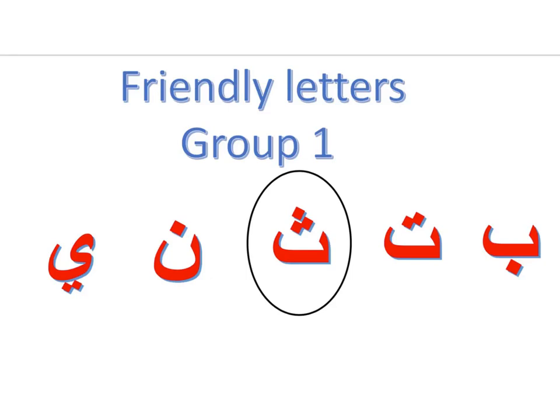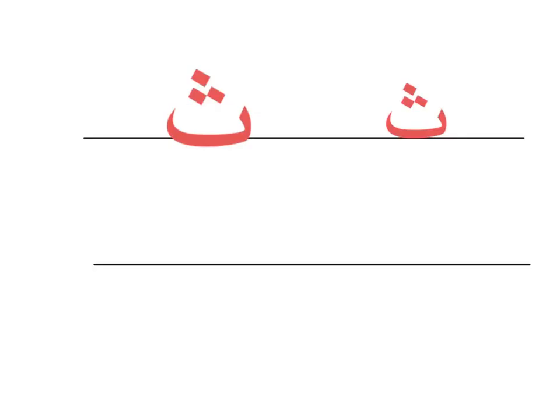Hello. Today we are going to do the third letter from group 1 of friendly letters, which is the letter Th. And we said earlier that the common thing between these 5 letters is that when they join, they all have exactly the same shape, and we know them from each other from the dots.